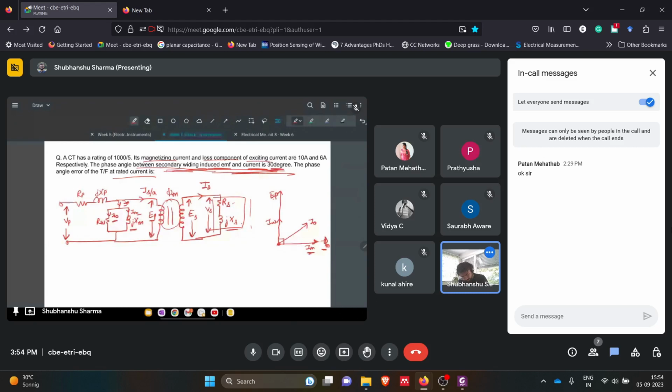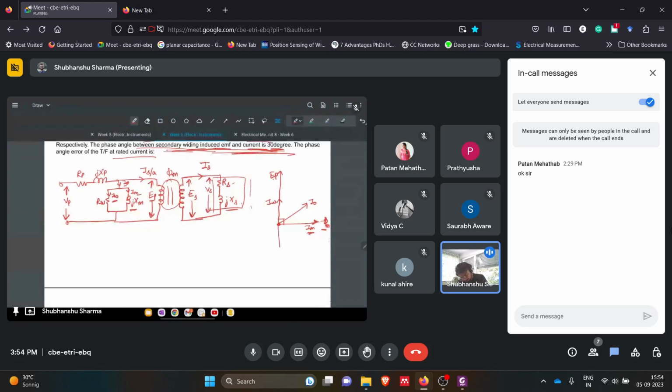And then let's talk about the secondary side. So ES will be 180 degrees apart from this EP, the primary side EMF, because of Lenz's law. But now they are saying the phase angle between the secondary winding induced EMF, that is ES, and the current is 30 degrees. So ES and IS have a 30 degree lag. But earlier in that question, since the burden was fully resistive, this IS was in phase with this ES.